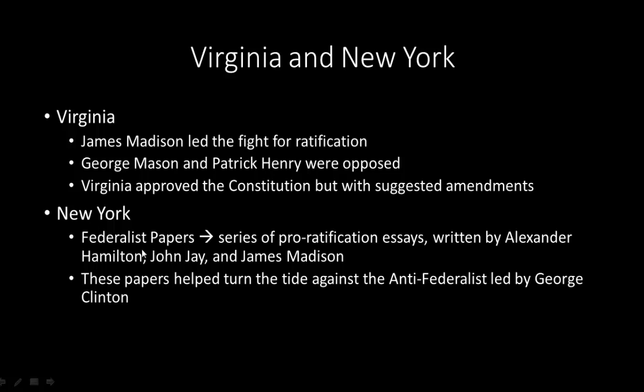What the Federalist Papers were, and they're one of the most esteemed documents in our nation. Ever read them? They're fantastic, right? They're a series of pro-ratification essays they wrote as like a commercial for the Constitution. They wrote these papers to the Anti-Federalists. Read this. Listen, the Constitution is good.